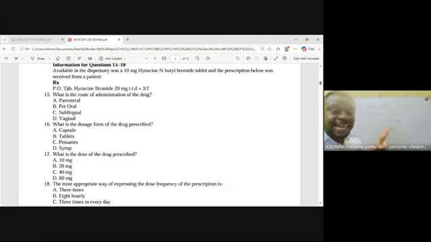Something like hyoscine, once they take it once or twice and start feeling okay, they will stop it. I'm trying to point out why you may be confused and start picking hourly. The right answer is what? 3 times what? Daily. Does it make sense?